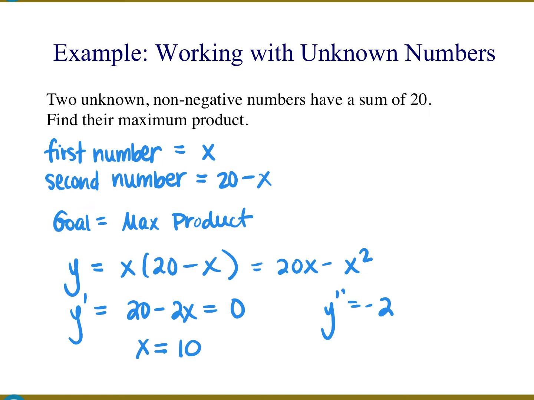So if x is the first number and x is 10, then what is the second number? Also has to be 10. All right, so in this situation, the two unknown numbers are both 10. They have a sum of 20 and they will produce a maximum product. Have we answered the question of what the maximum product is? The maximum product is 10 times 10, which is 100. So make sure you answer the question.